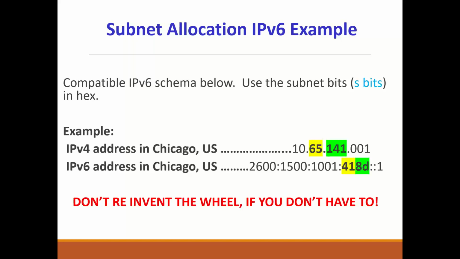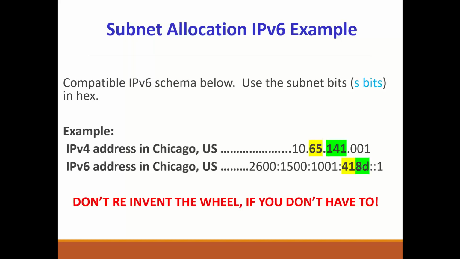And I think there is. So let's take our same example, the 65.141, that means the Chicago in the US. And all we do is plug those 2 octets into the 16 bits of the subnet field in our address and convert it to hex, because that's the way IPv6 is going to use it anyway. IPv6 is hex. So 41 is 65 and 8D is 141. We've mapped it in there.